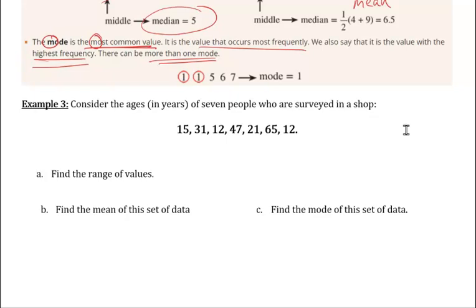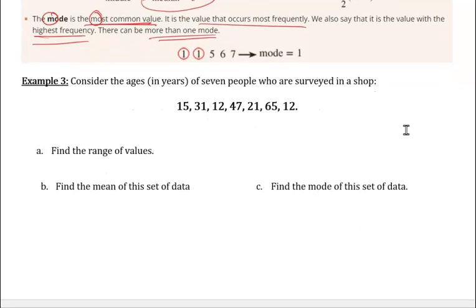So consider the ages in years of 7 people who are surveyed in a shop. Number 1, find the range of values. Well, if I put them in order, that would be helpful. I don't really need to do that for this because I only need to put them in order for the median. So I'll have a gander here, and it looks like 65 is my highest, and I reckon 12 is my lowest. Let me just go through them and look. So the range of values is going to be 65 minus 12, and that equals 53. So from my lowest value to my highest value, there are 53 units, in this case years, that are the range of the values.